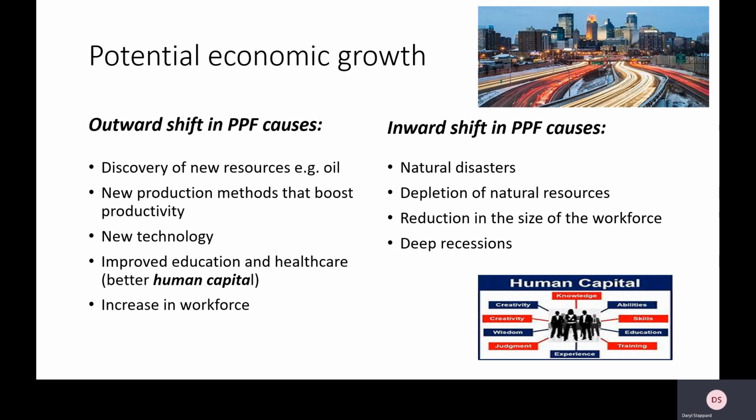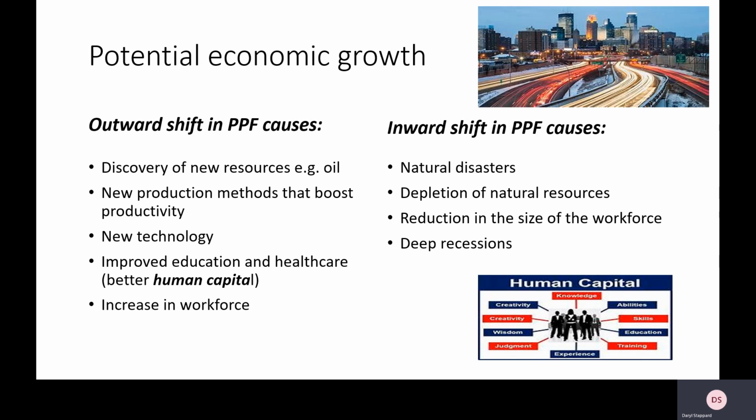So if the PPF moves inwards, it means the country's resources have either deteriorated in quality or we've just got fewer of them. Now, of course, this could be natural disasters. So if we have a natural disaster, this could destroy infrastructure and other capital. So, for example, in some countries that experience earthquakes or tsunamis, these things can wipe out infrastructure and factories and machinery, even kill people. And if these things happen, the ability to produce output in the economy will fall.